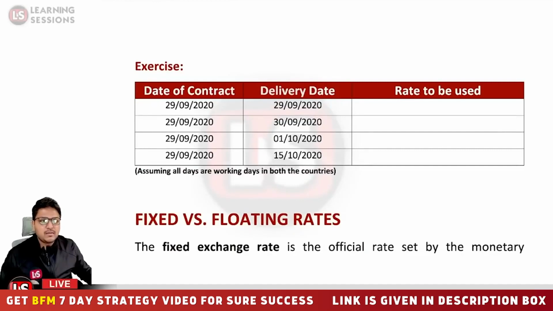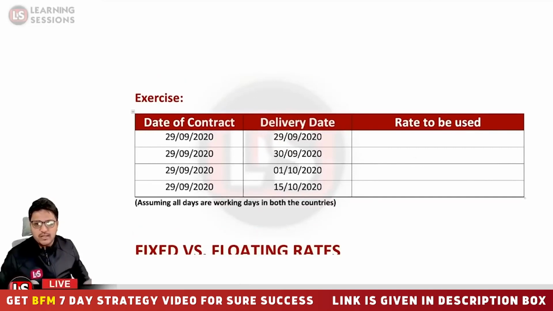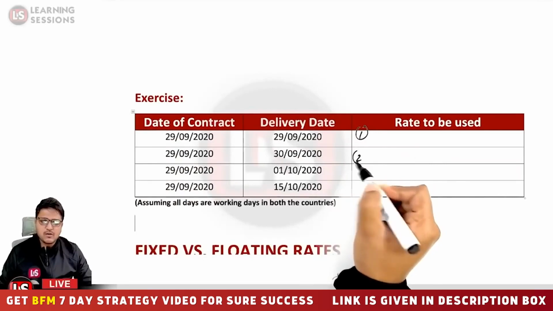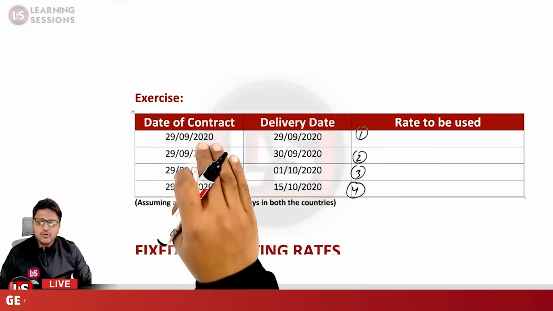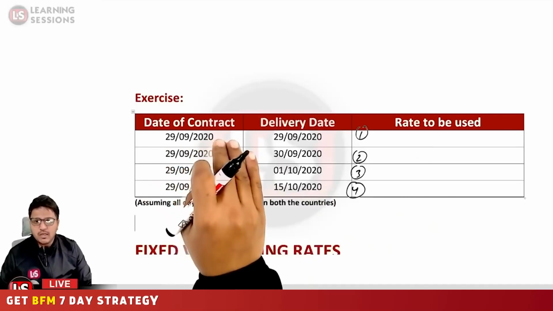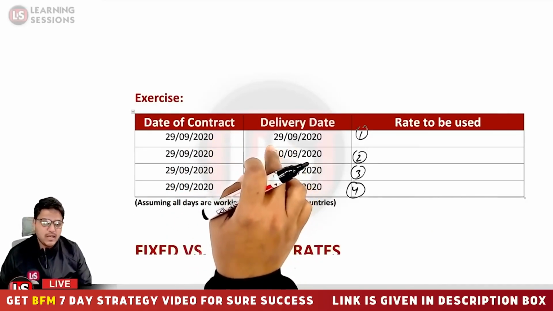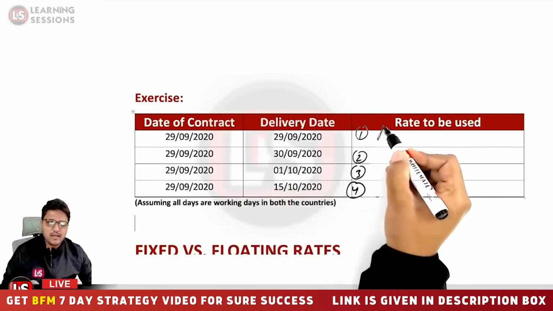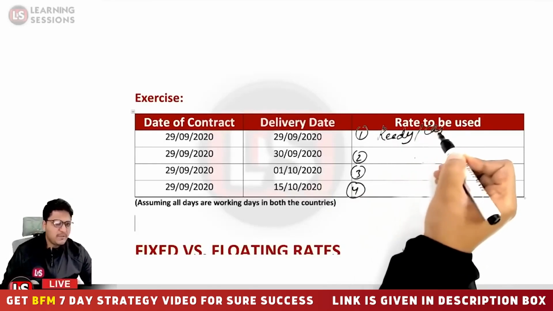So here is an exercise related to the different rates. You just need to answer what rate shall be applicable. I'm just numbering them and you need to answer accordingly. If the date of contract is 29th of September 2020 and the delivery date is the same day, what rate would be applicable? It will be the ready rate or cash rate which will be applicable. Very right.